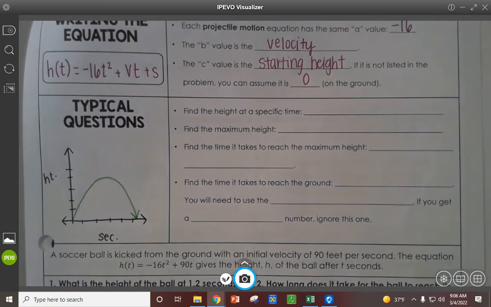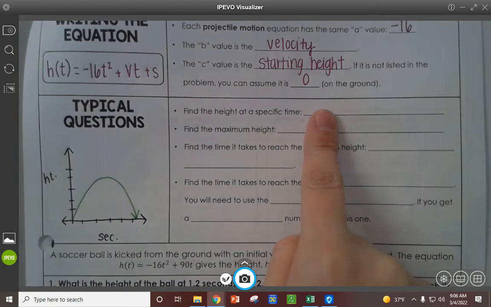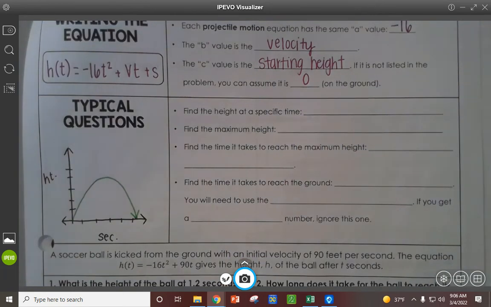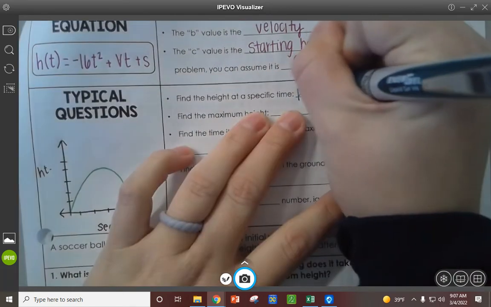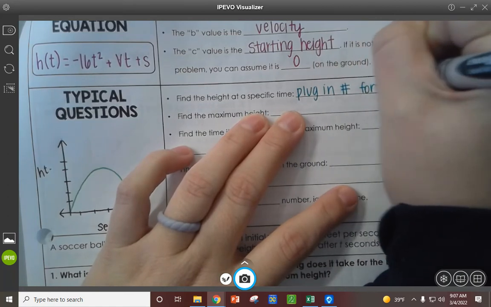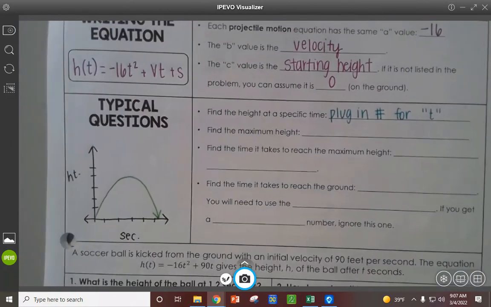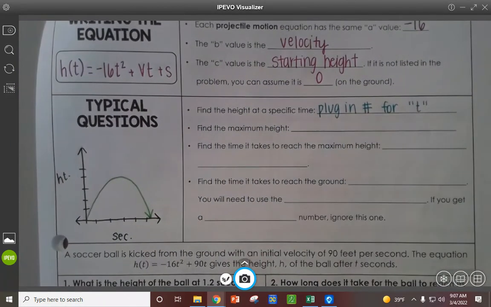So if it says to find the height at some specific time, find the height at 2 seconds, find the height at 1.3 seconds, all you're doing is plugging in that time for t. So plug in the number for t. If it gives you a specific time, plug in that number.